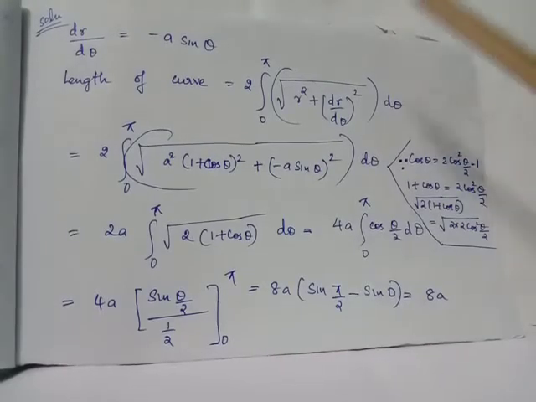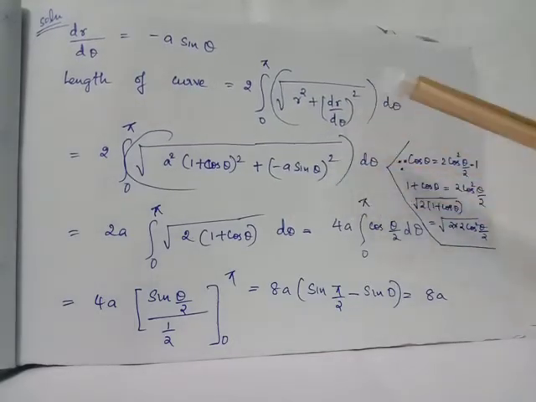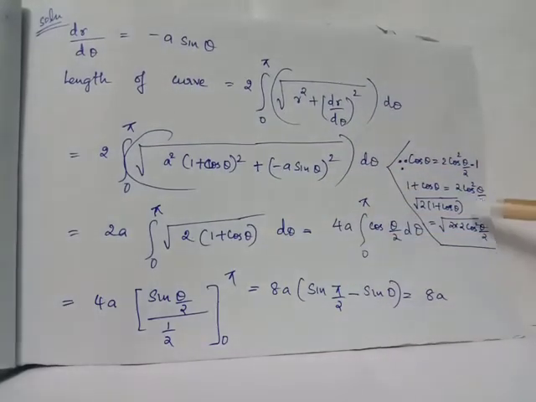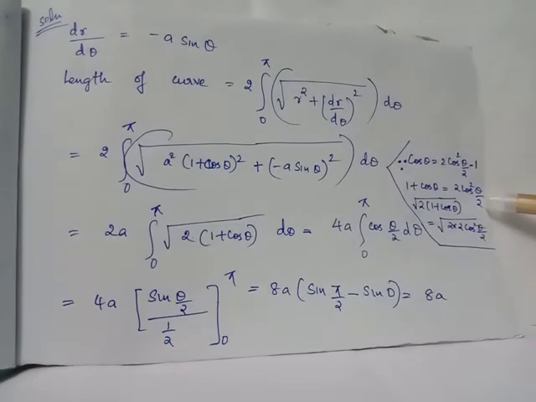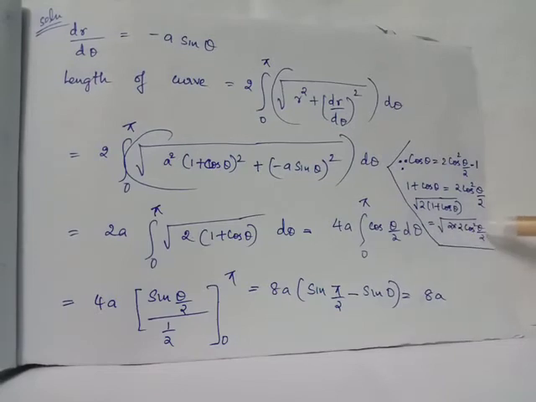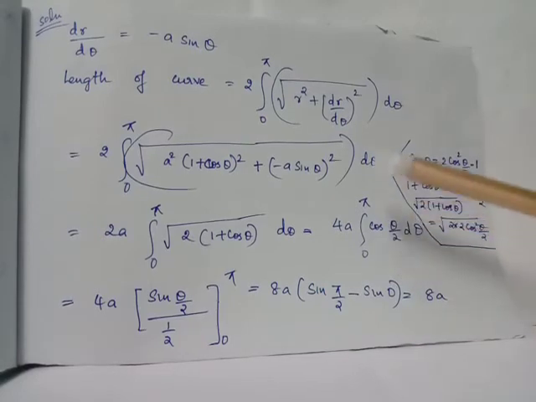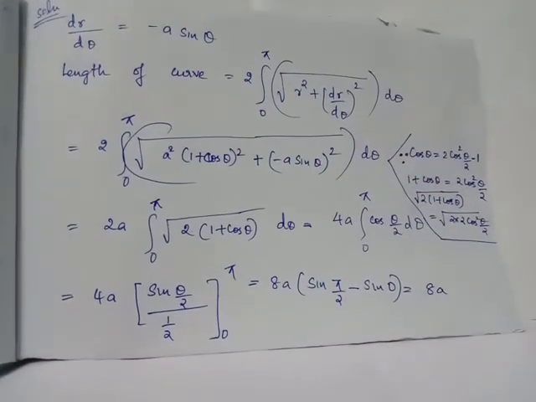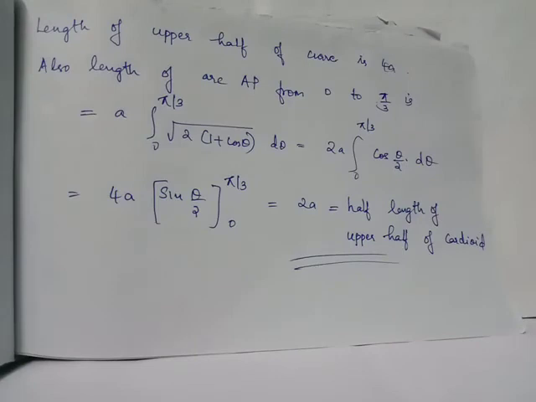We substitute for the expressions r and dr by d theta. We have 1 plus cos theta which has to be replaced by 2 into cos square theta by 2, so that the resultant root of 2 into 1 plus cos theta becomes 2 into 2 cos square theta by 2. 2 into 2 when taken outside square root it becomes 2. So 2a into 2 multiplied, we obtain 4a as the constant outside the integral. We integrate cos theta by 2 and apply the limits 0 and pi, and we get the resultant answer as 8a. So the length of the upper half of the curve, that is the length of cardioid above the x-axis, is 4a.